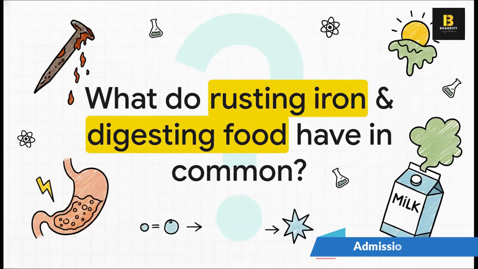Okay, so let's start with something you see every day. Think about an iron gate getting that reddish-brown layer of rust, or how the food you eat gives you energy, or even how milk, if you leave it out, goes sour. What's happening in all these cases? Well, the original substance is changing into something totally new, with new properties. And that right there is a chemical reaction in action.